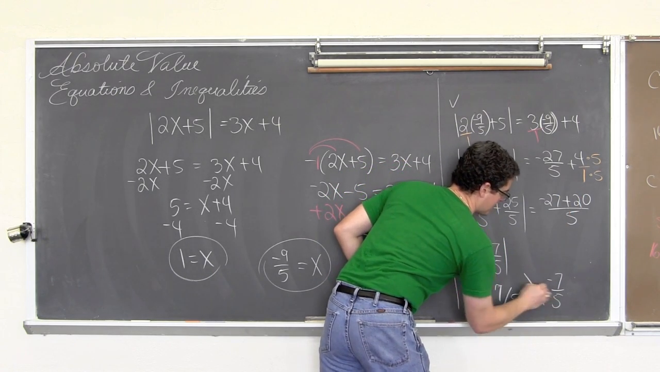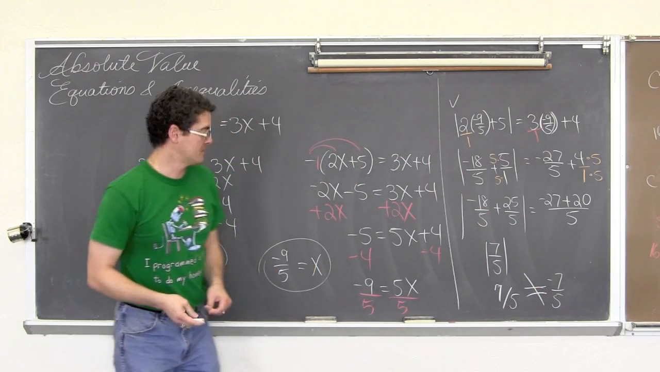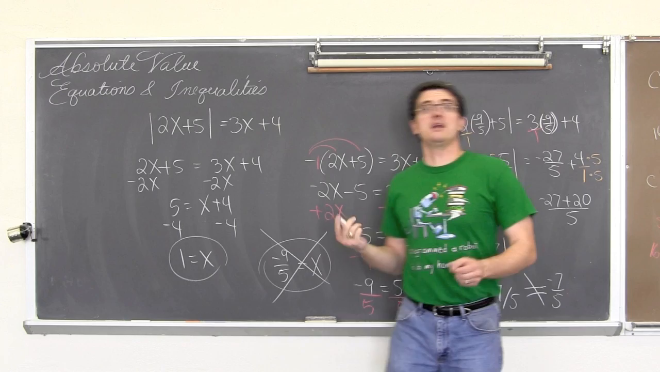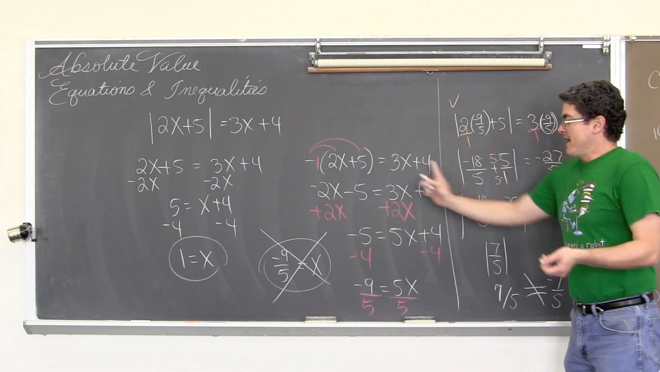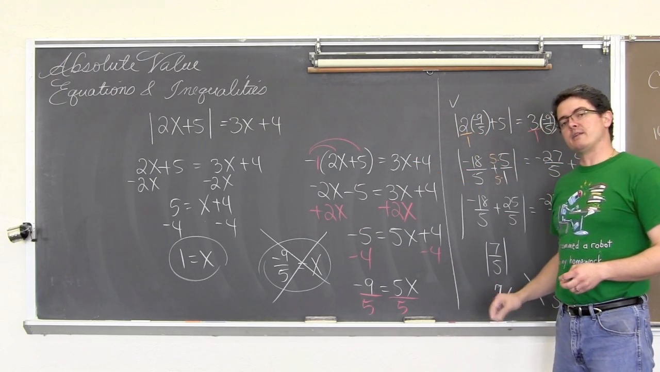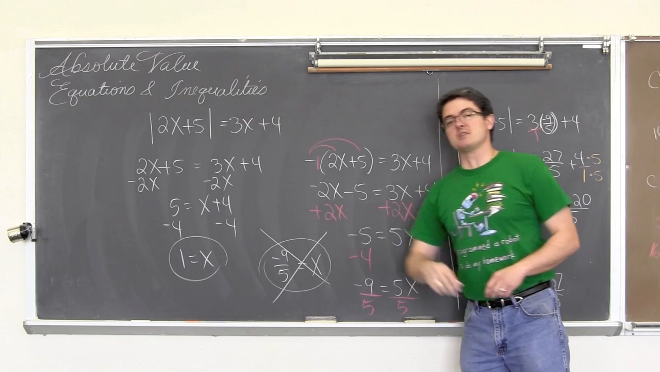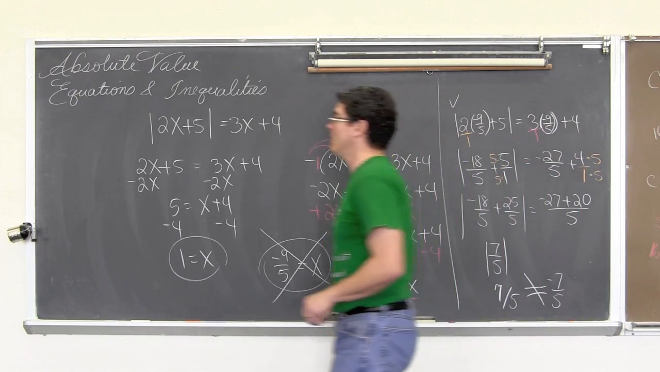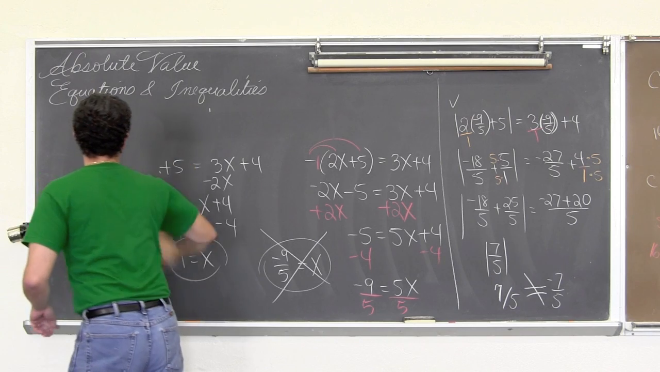Well, these are not equal. So this solution is no good or extraneous. So the algebra showed 2 solutions of 1 and -9/5, but the -9/5 does not work, and you will not know that unless you check your answers. Okay, one last example.